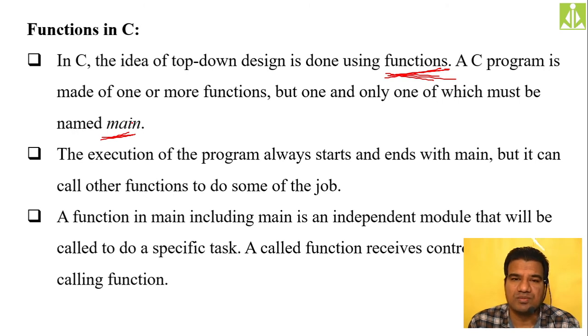So the idea of top-down design is achieved using functions, and a C program is made up of one or more functions. Normal functions you can have more in number, but one and only one main function is allowed. And it should be there. You cannot skip it. You must have this main function, one and only, inside your C program. You cannot skip this main function. Remember this statement.